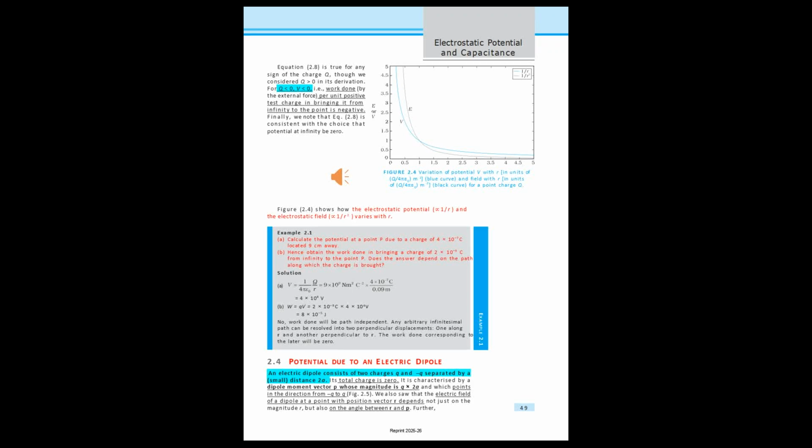Figure 2.4 shows how the electrostatic potential, directly proportional to 1/r, and the electrostatic field, directly proportional to 1/r square, vary with r.